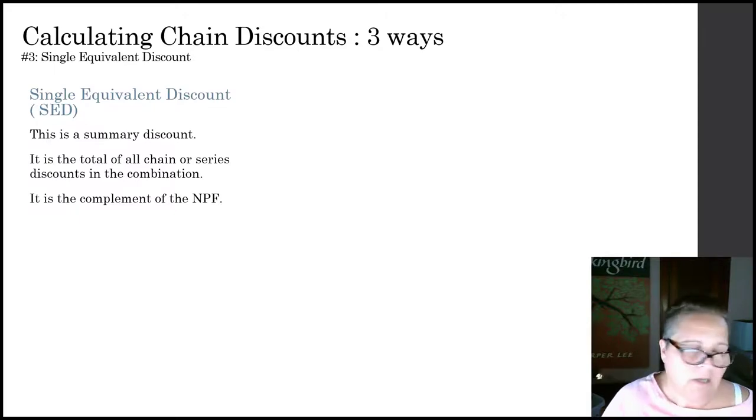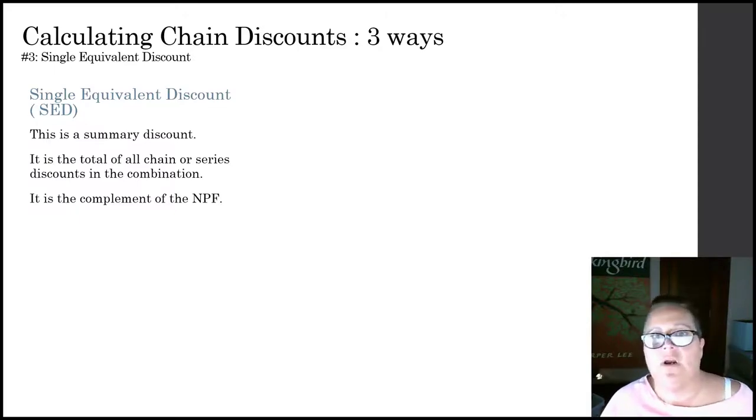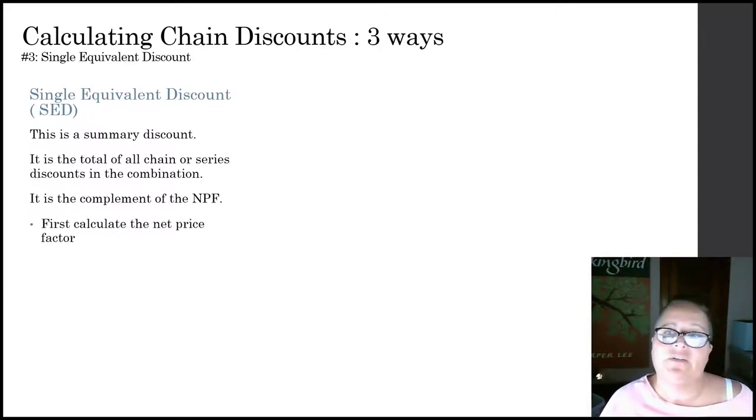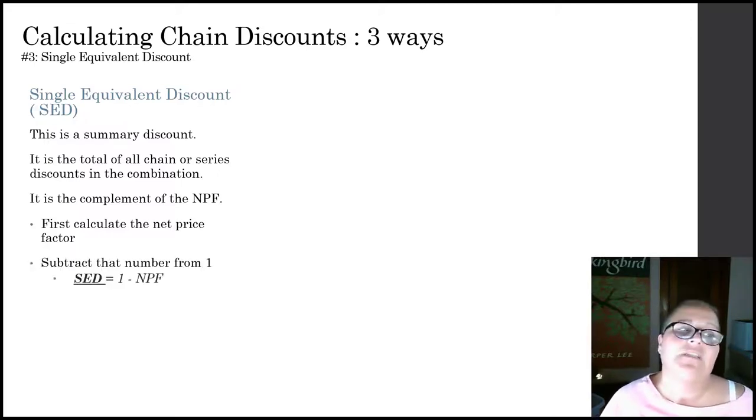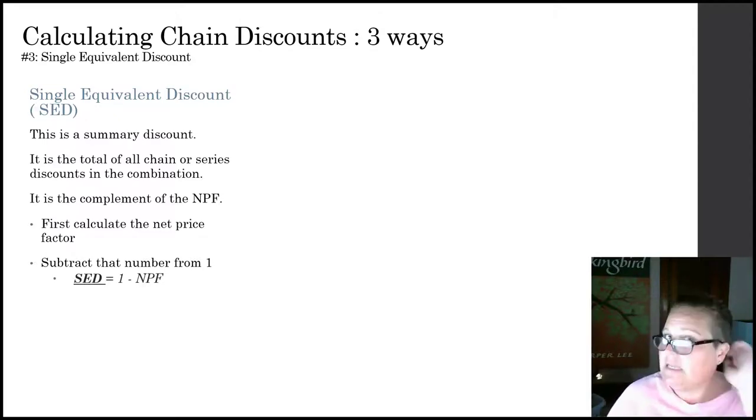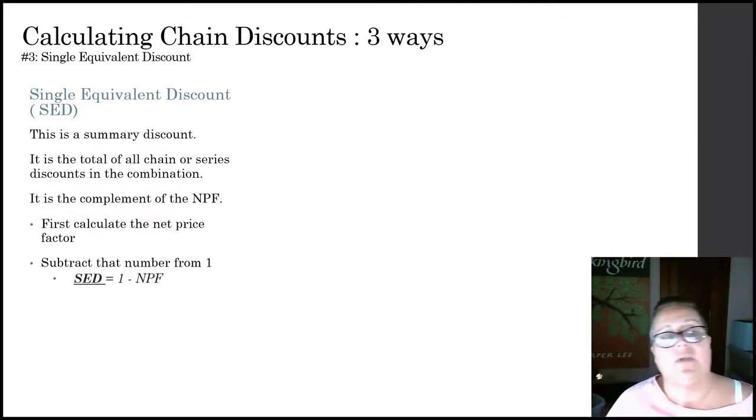So we already know that adding up the discounts doesn't work. So what we actually do is we find the net price factor. We figure out what that is, the same method we used before, and then we subtract that number from 1. We don't convert it to a decimal or to a percent. We leave that net price factor as a decimal, and then we subtract it from 1 to get what's known as the single equivalent discount, or SED.